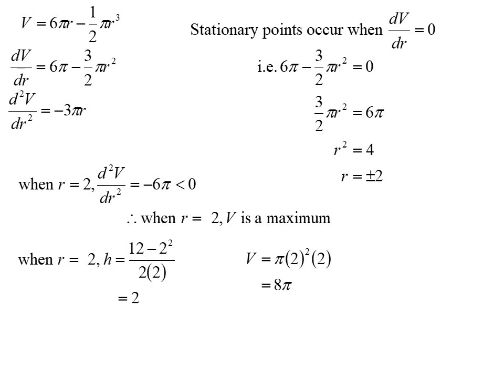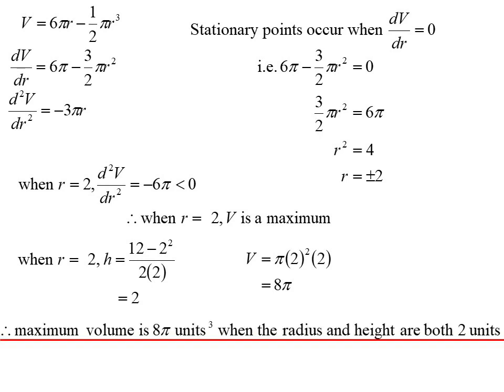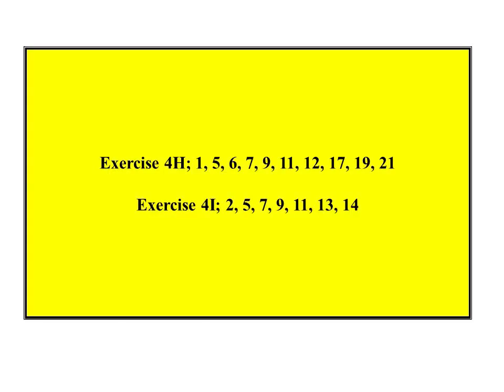And then we answer the question. Because remember, the question was not find h. We introduced h into the problem. The question was, what is the radius, what is the height? So you tell them, oh, well, the maximum volume is 8 pi units cubed, and this will happen when the radius and the height are both 2 units, when they're the same thing. So there are some of our optimization or maximum and minimum problems to play with.